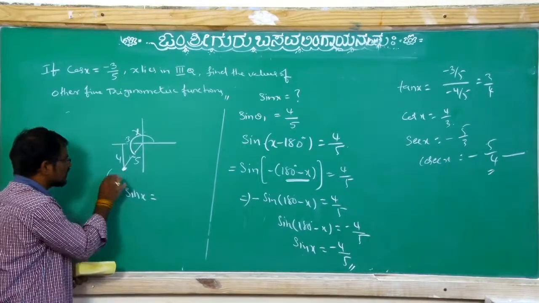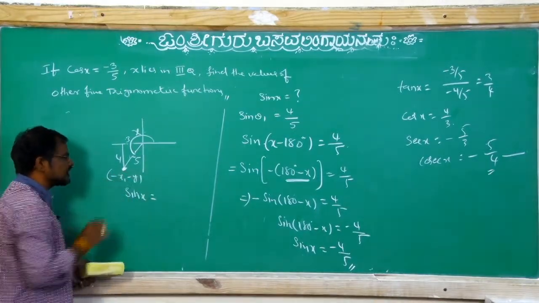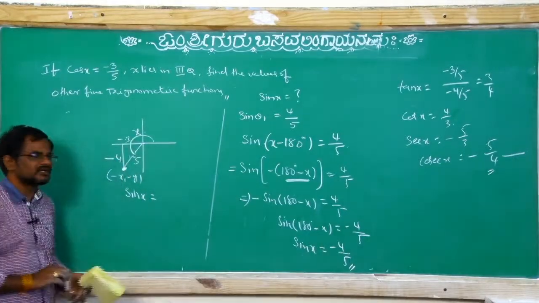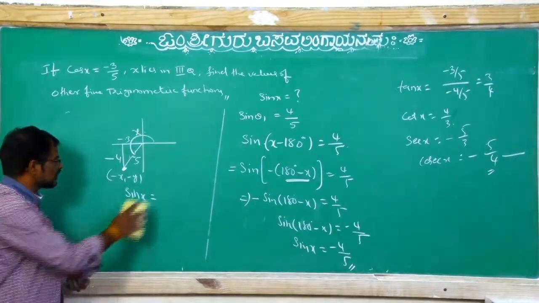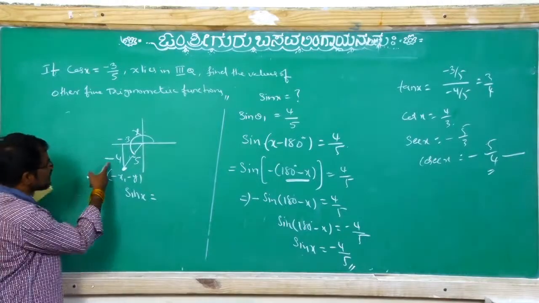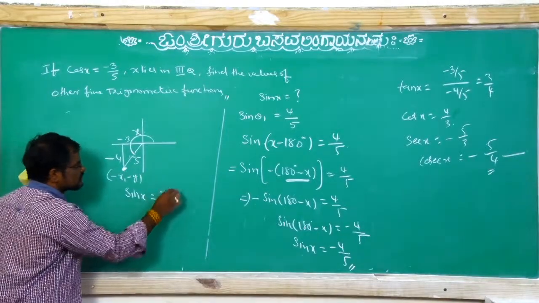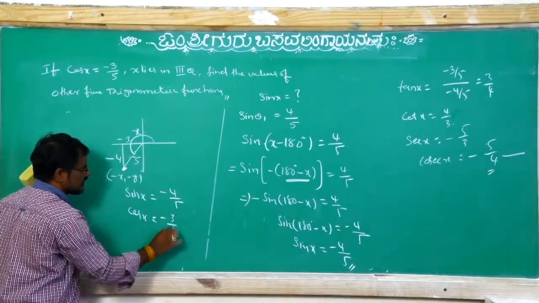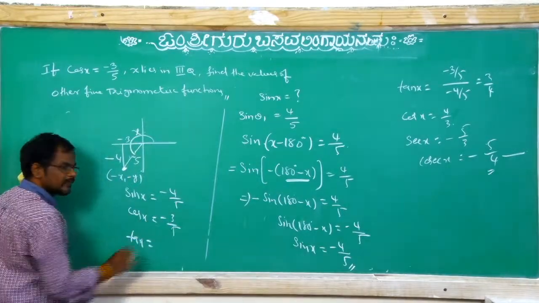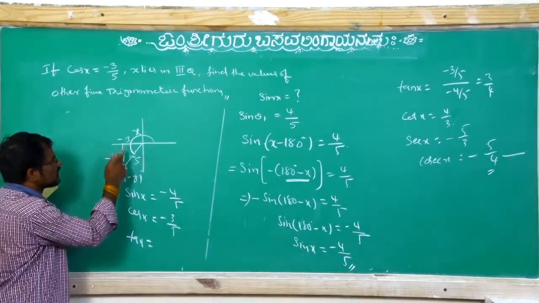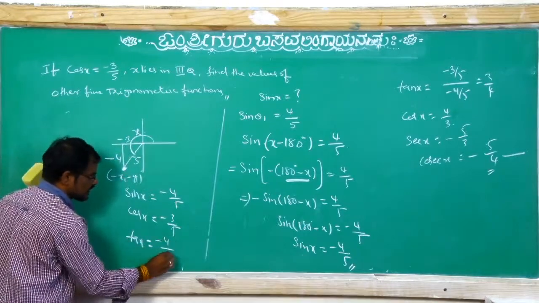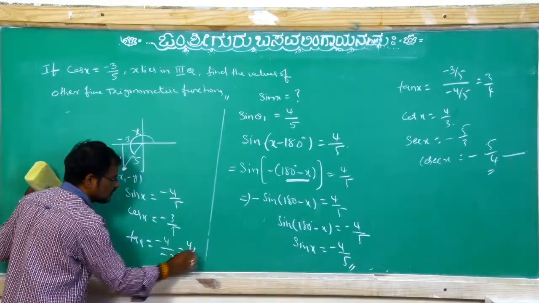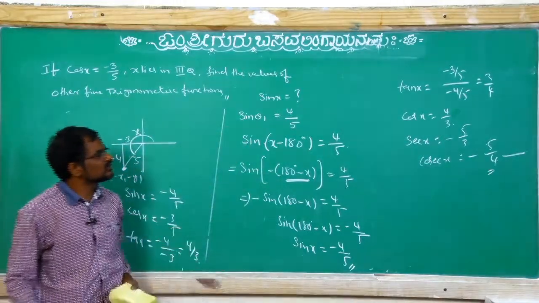Now in third quadrant, x value negative and y value negative or not. So this is x value negative, this is y value negative. Correct, no? Now you follow sin x. Sin x is what? Minus 4 by 5. Cos x minus 3 by 5. Tan x, what? Opposite by adjacent, minus 4 by minus 3. That is equal to 4 by 3. Satisfied or not?